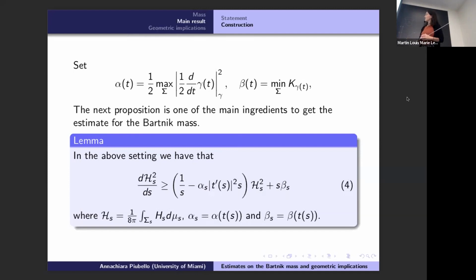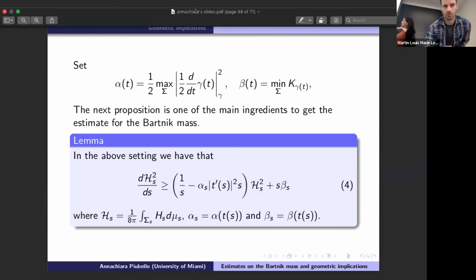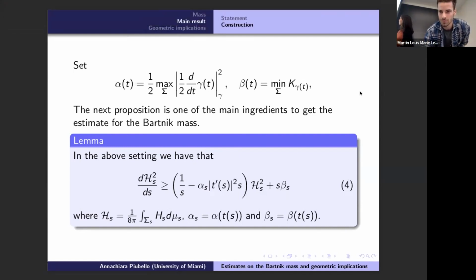All right. So now, if we define these quantities alpha and beta that depend on the path, alpha will be the maximum of the norm of the derivative, and beta is just the minimal Gauss curvature of each slice.